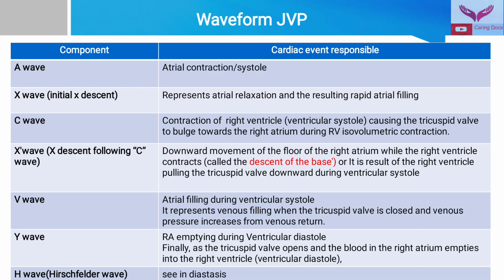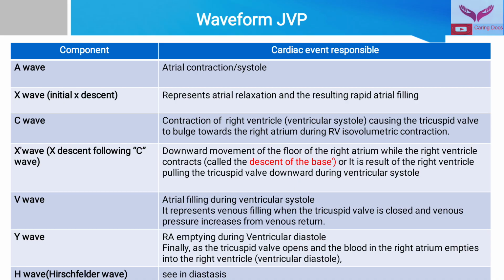C wave is due to the contraction of the right ventricle, that is ventricular systole, causing the tricuspid valve to bulge towards the right atrium during the right ventricular isovolumetric contraction. X dash wave, that is X descent following the C wave, is due to downward movement of the floor of the right atrium while the right ventricle contracts. This is called descent of the base, or it is the result of the right ventricle pulling the tricuspid valve downward during the ventricular systole.